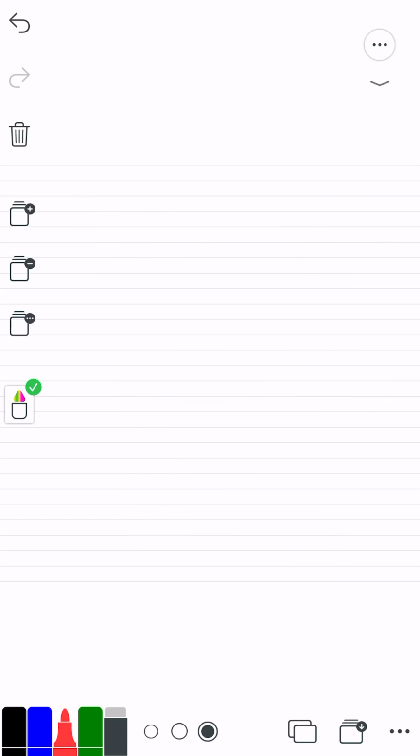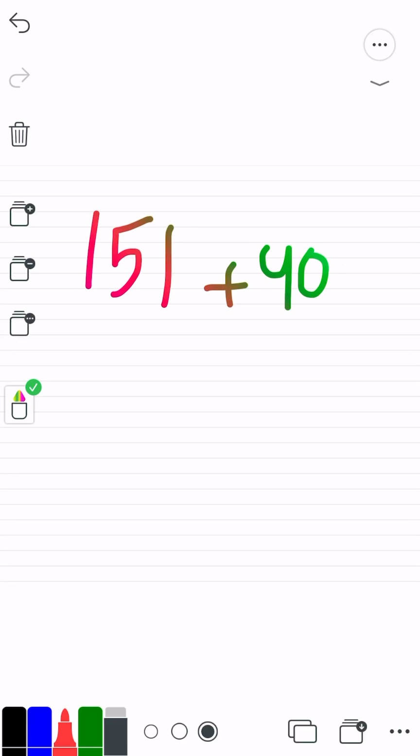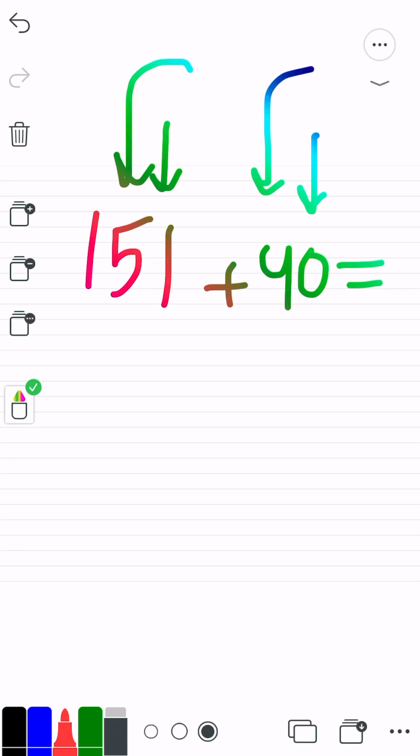Alright, so let's take an example now. 151 plus 40. That equals what? When we add, we always start from the units. So add the units first, then you add the tens, then you add the hundreds, if there are any. So 1 plus 0 equals 1. 5 plus 4 equals 9. 1 plus nothing equals 1. So the answer is 191.